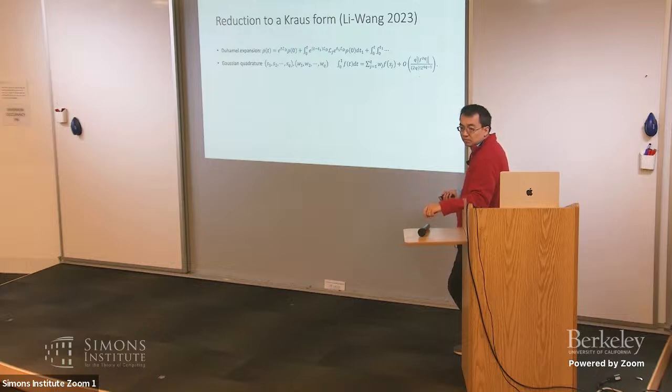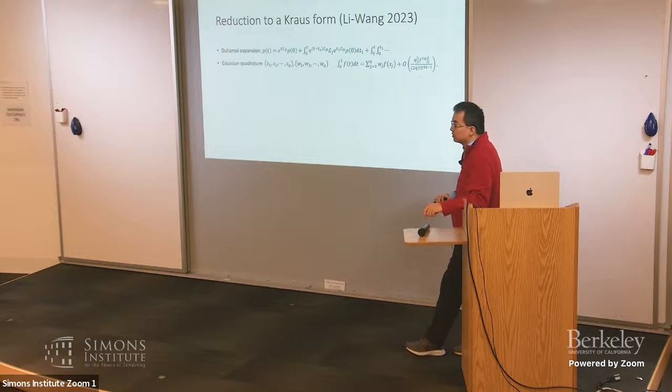But we don't use amplitude amplification for each step. We use amplification for the whole thing. And it's a Kraus form, so we keep track of the success probability. I see, I see. Thanks.